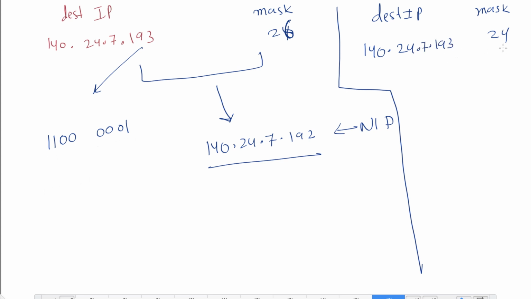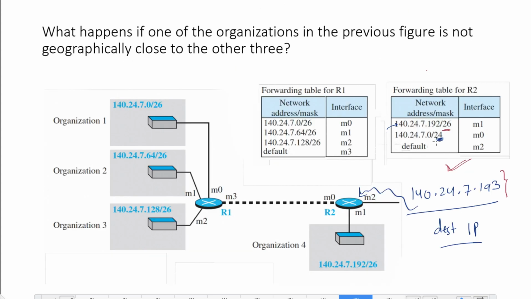140.24.7.193. If we apply this mask of 24, then we are going to have 140.24.7.0, because 24 bits are this and everything is 0 for the network ID. So you are going to have this. Is this matching with my network ID? Yes, this is also matching with my network ID. You see a problem? Two things are matching with my network ID. This is also matching, this is also matching. Now in this case, what to do if two entries are matching? This is my question.